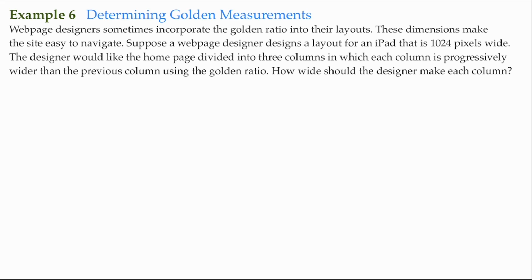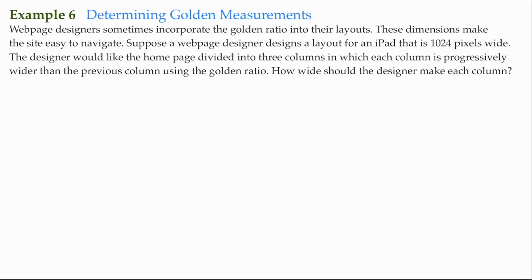Suppose a web page designer designs a layout for an iPad that is 1024 pixels wide. The designer would like the home page divided into 3 columns in which each column is progressively wider than the previous column using the golden ratio. How wide should the designer make each column?